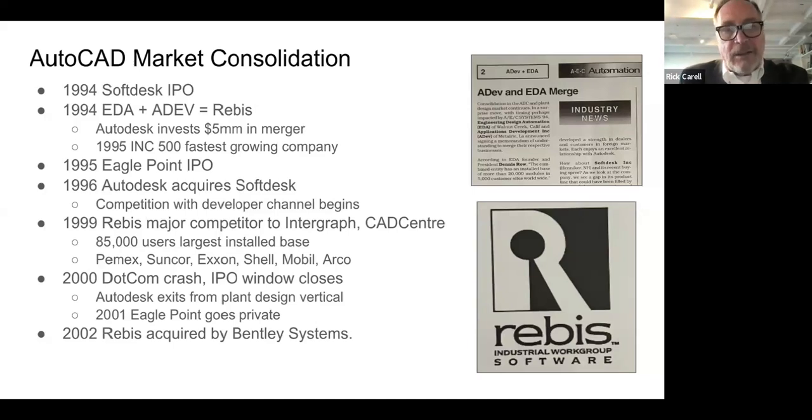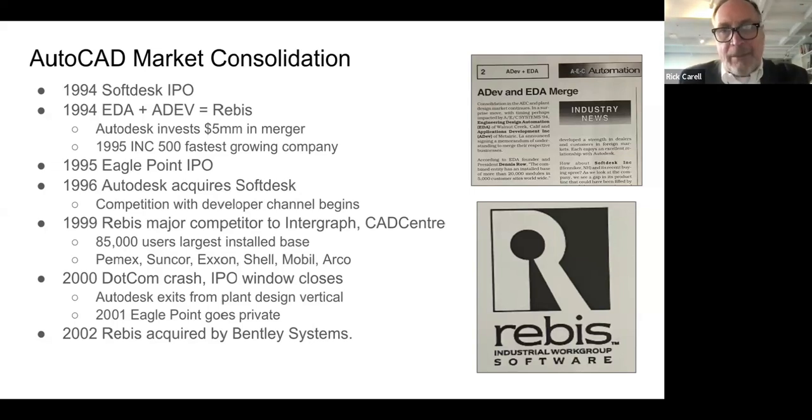So by 99, Rebus became a major competitor to Intergraph and CAD Center. Actually, we had more users than anybody. We had about 85,000 users. And we were in a lot of the big owner operators because we were easy enough to use. You know, PMX and Suncor, these guys could use it.